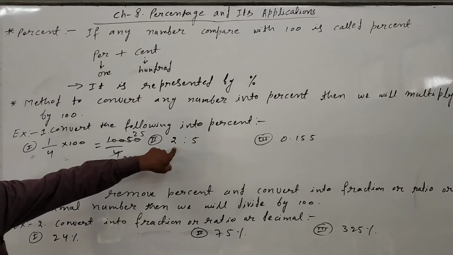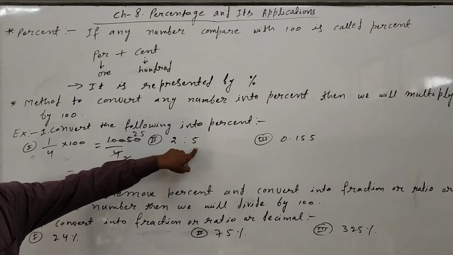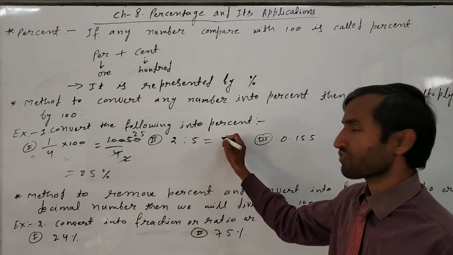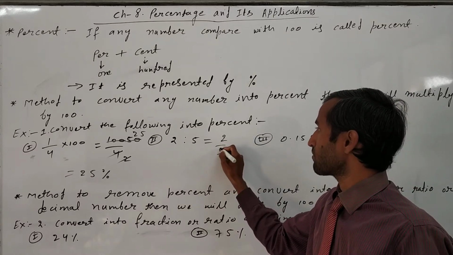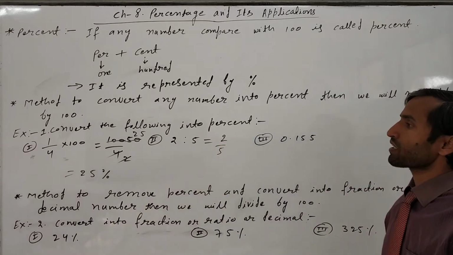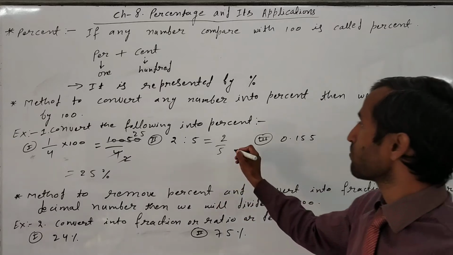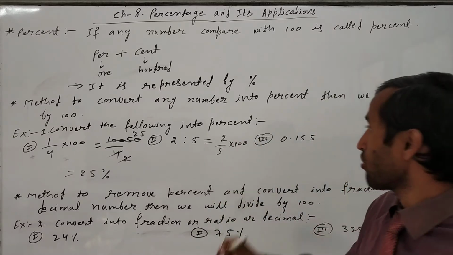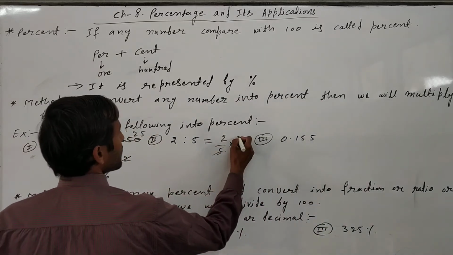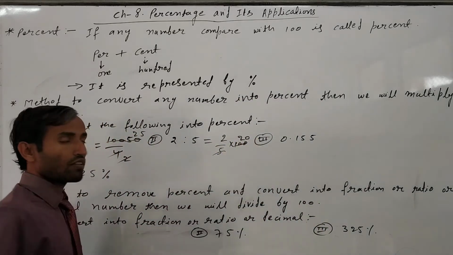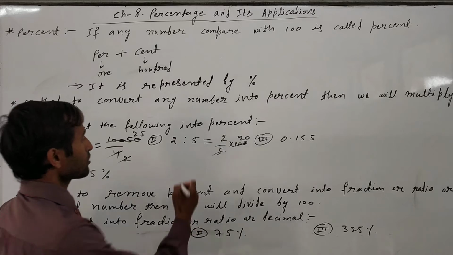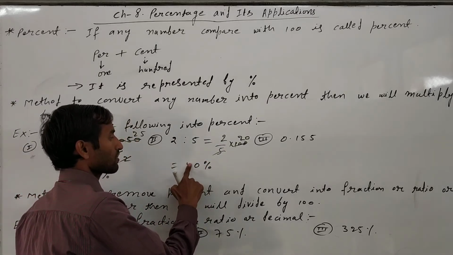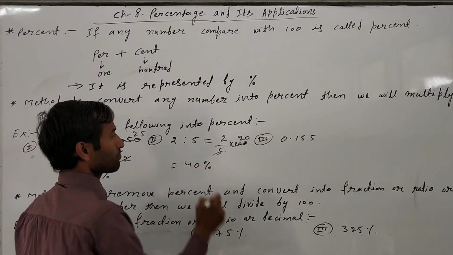Now here a ratio is given, 2:5. In this, first of all we write it as a fraction, 2/5. Now we have to convert it into percent. For that you have to multiply by 100. Now we cancel out here, 25 into 100 will come. Then multiply 20 into 2. How much will come? It will come 40%. This is the final answer, 40%.